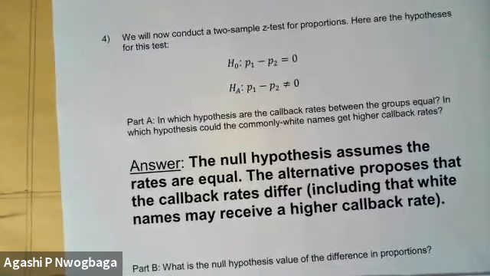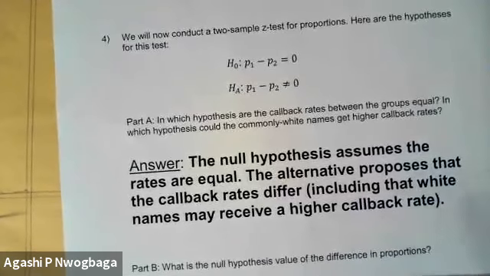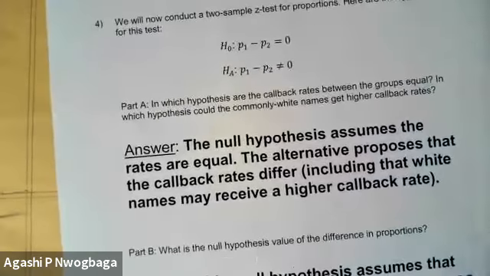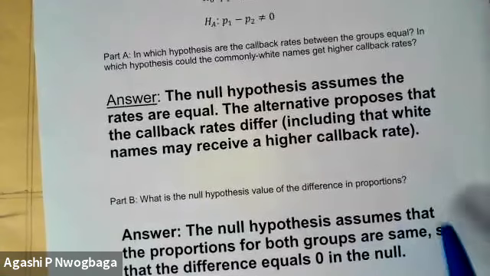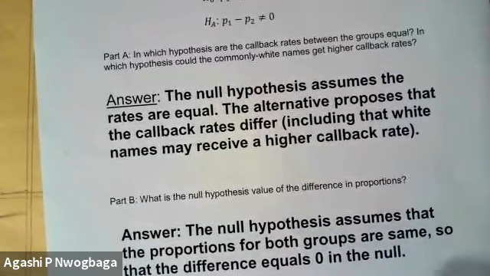B, what is the null hypothesis value of the difference in proportion? The null hypothesis assumes that the proportions for both groups are the same, so the difference equals 0 in the null. That's why we had P1 minus P2 equals 0.